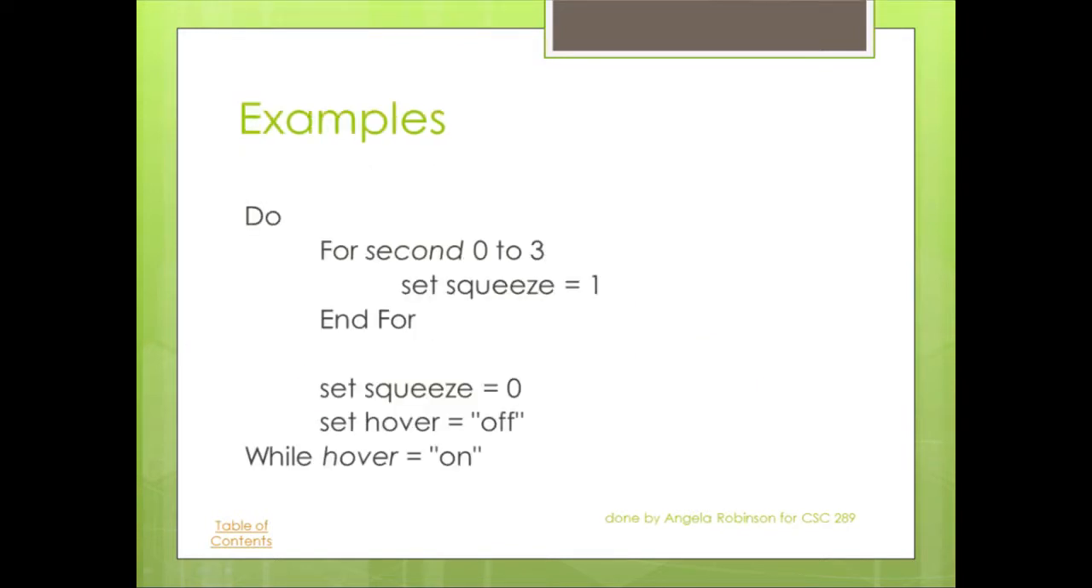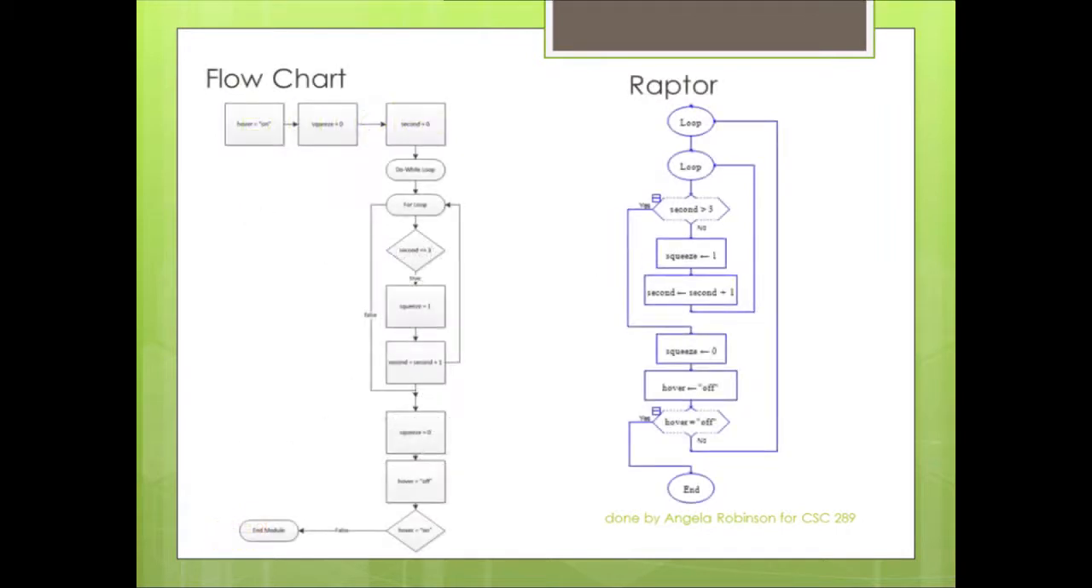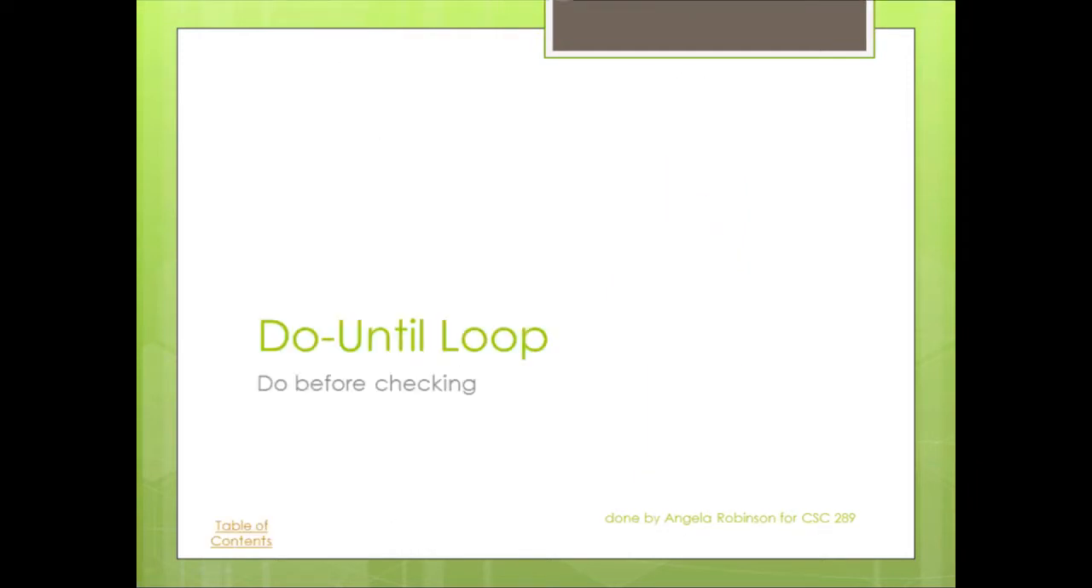Here I show the same code for applying the toothpaste, only I check to see if hover is on after the statements are performed at least once. Here are the flowcharts adjusted for the do-while loop. Notice the diamond for checking hover is at the bottom of the loop instead of the top.